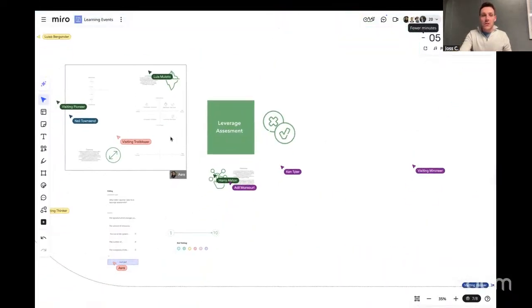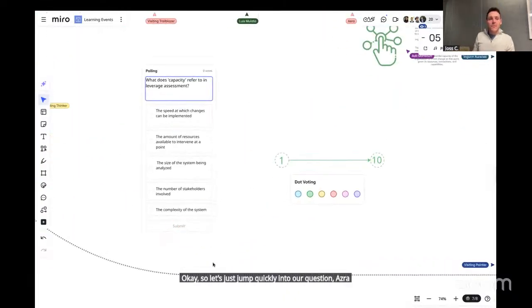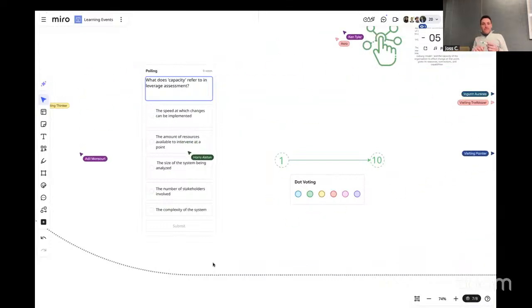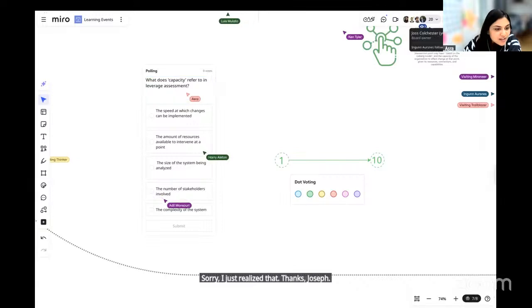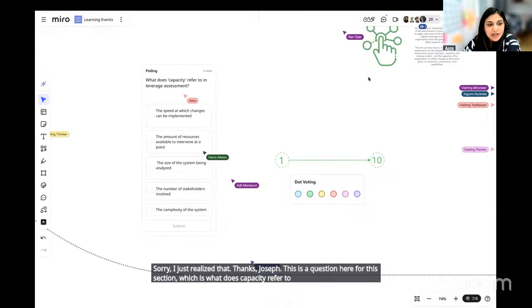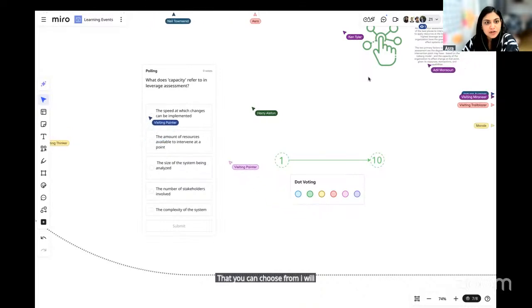Okay, so let's jump quickly into our question, Asha, and a little voting. You're on mute. Sorry, I just realized that. Thanks, Josh. So this is a question for this section: what does capacity refer to in leverage assessment? We have 5 options that you can choose from. I will run a timer for about a minute.